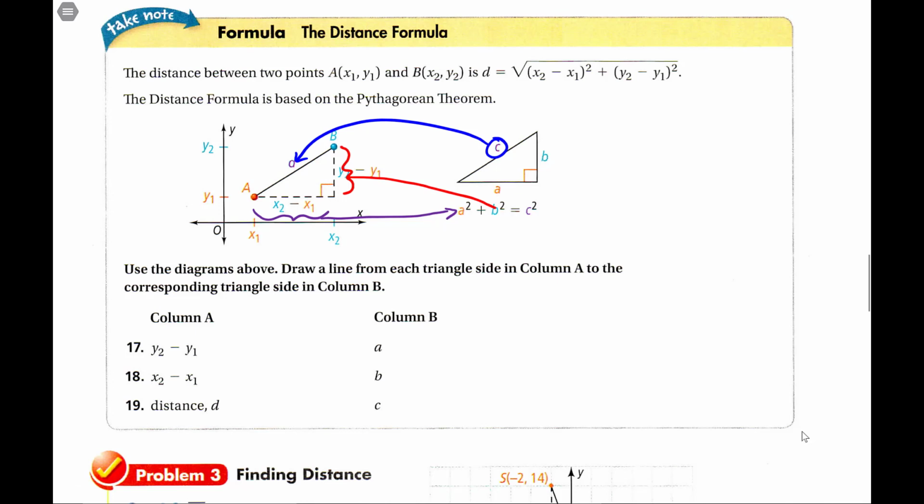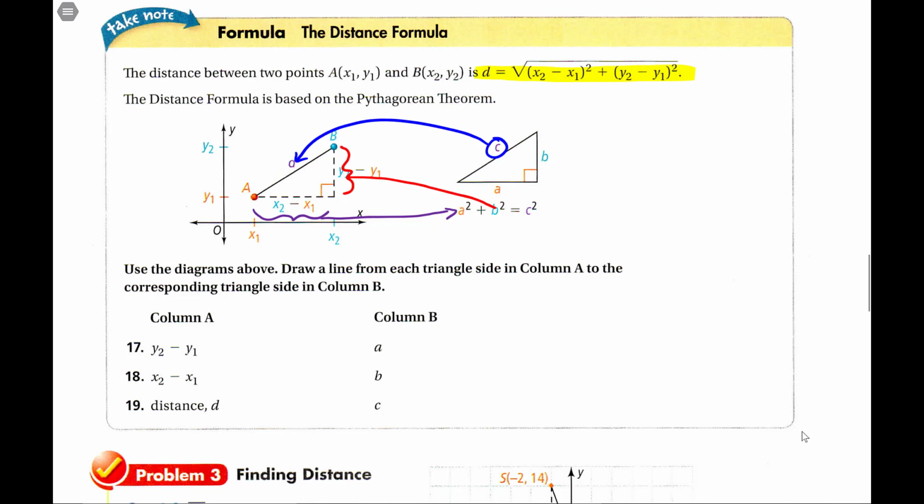So we can use the Pythagorean theorem to derive the distance formula, which is given up here as d is equal to the square root of the quantity x sub 2 minus x sub 1 squared plus the quantity y sub 2 minus y sub 1 squared.